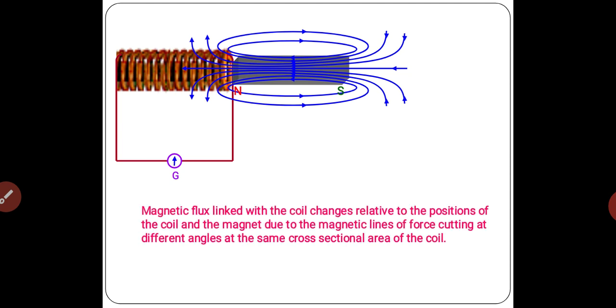At that time the magnetic flux linked with the coil changes relative to the position of the coil and the magnet, due to the magnetic lines of force cutting at different angles at the same cross-sectional area of the coil.